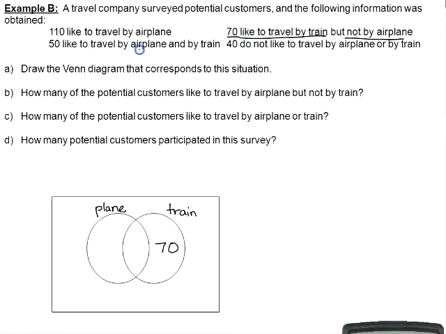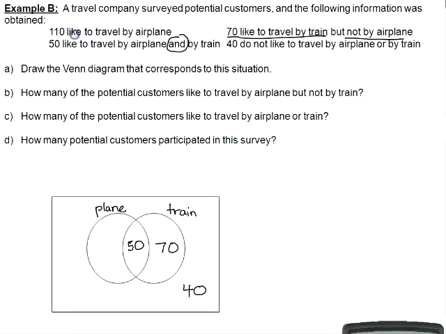Next piece of information, 50 people like to travel by airplane and by train. I love it when they give me and. And is what's common to both sets. The overlap of the airplane circle and train circle has a total of 50 people in it. 40 people do not like to travel by airplane or train. In other words, 40 people don't care for either mode of travel. Those 40 people go out here.